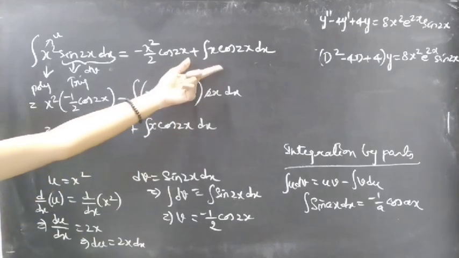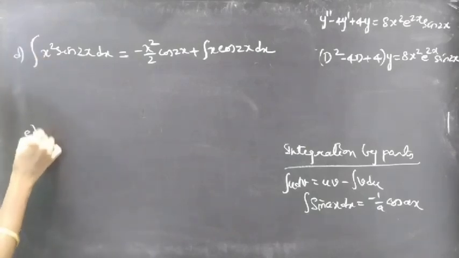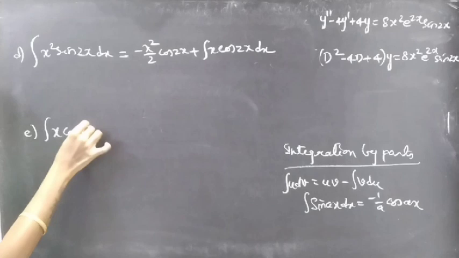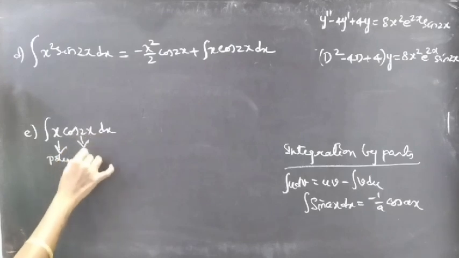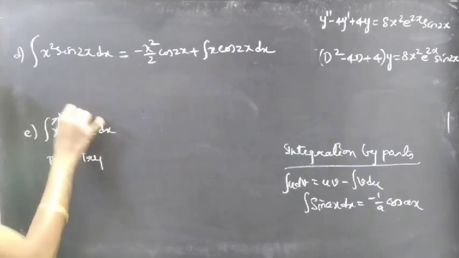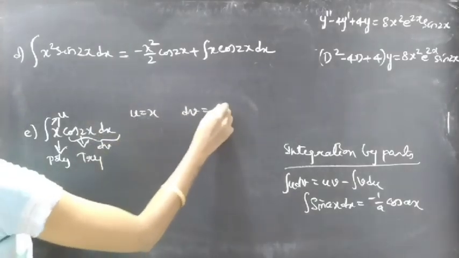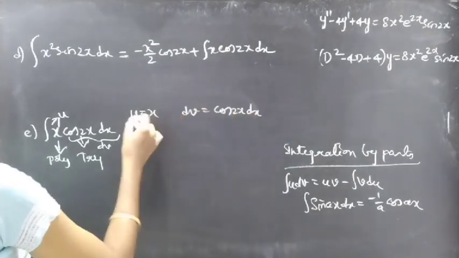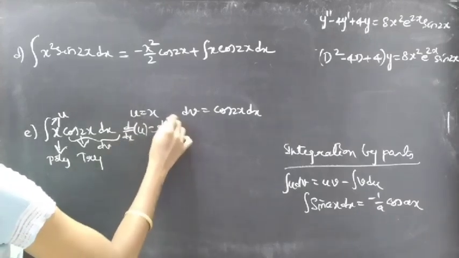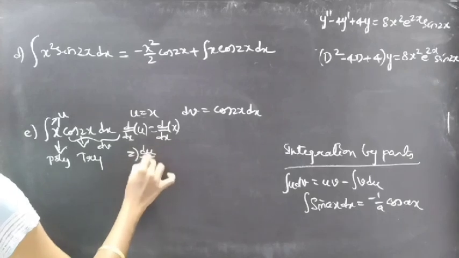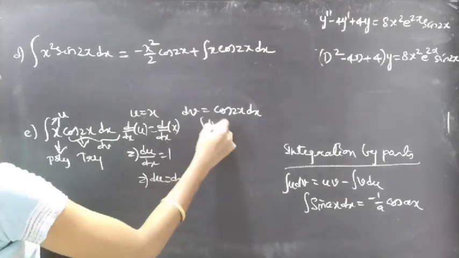We'll find integral x cos 2x dx now. Here also the integrand is a product of polynomial and trigonometric function. We'll consider the polynomial function as u and the remaining part as dv. So we have u equal to x and dv equal to cos 2x dx. Now differentiate on both sides with respect to x. We'll get du by dx equal to derivative of x with respect to x, which is 1. This gives us du equal to dx. And here integrate on both sides to find v.